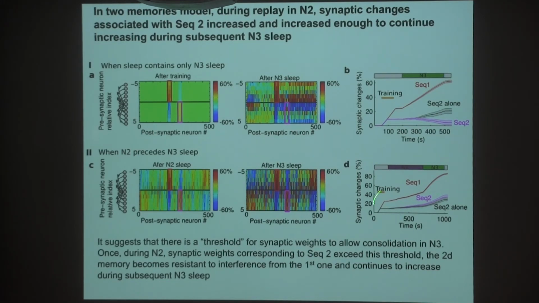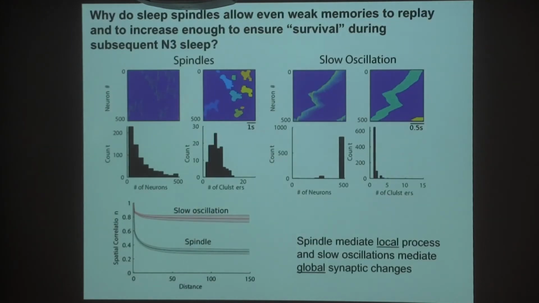However, it shows that if somehow that sequence managed to increase its strength, and it happened during spindles, during stage 2, enough to exceed a certain threshold, then even during stage 3 sleep, both sequences would be replayed in correct order, and both of them will increase their strength. So what it suggests is that having stage 2 sleep before stage 3 is useful to minimize interference. So why is it? It's still somewhat of an open question.